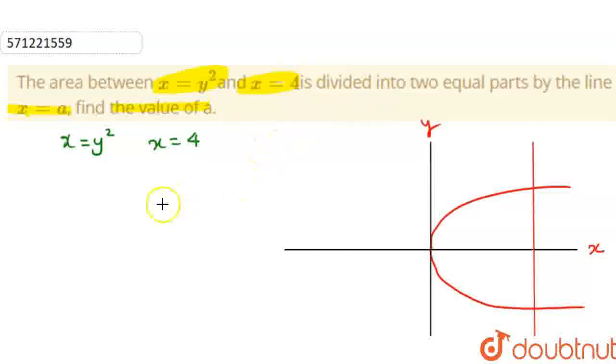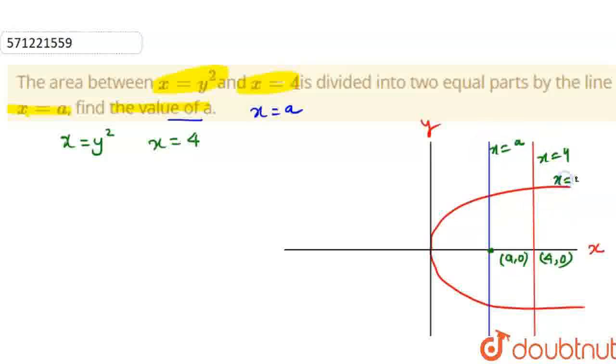And we know that this curve is divided into two equal parts by a line x equals a, right? So let's say the line x equals a lies somewhere here. So this is (a, 0), this is (4, 0), this is your line x equals 4, this is your line x equals a, and this is the curve x equals y square. Now we have to find out this value of a, for which this line is dividing this whole curve into two equal parts.